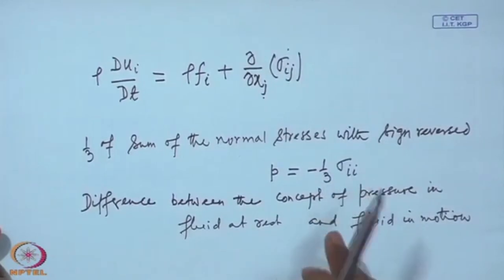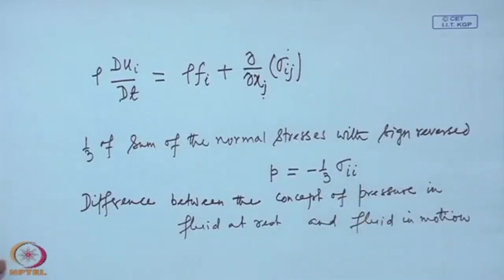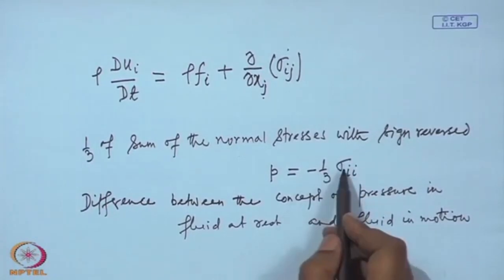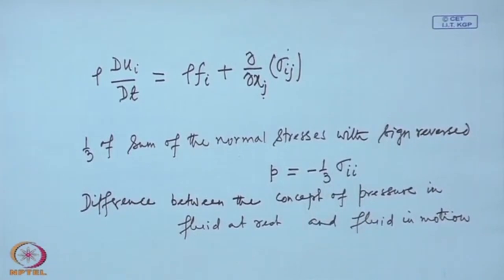Now, the stress tensor in a fluid in motion can be written as this pressure plus some other part of stress which depends only on the motion. When the fluid is at rest, this is the only stress, but when the fluid is in motion, even the tangential stresses will be there, and even some remaining normal stresses will also be there, because this is only the average. Each of the normal stress elements, that is sigma 1 1, sigma 2 2, sigma 3 3, none of them is equal to this. So some amount of normal stress is left out.